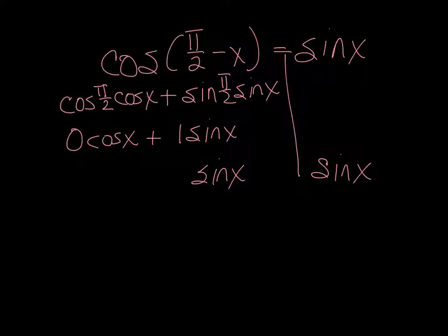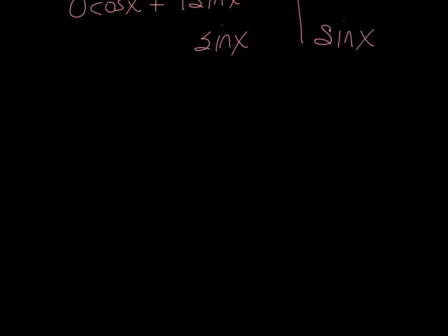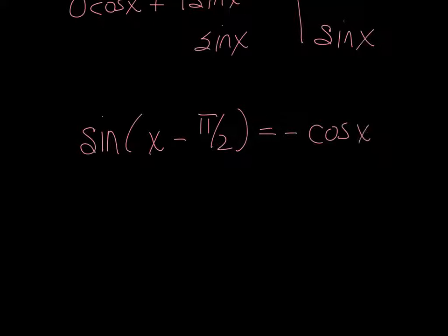And that's a way that we can prove that identity. We could do the same thing. Let's say that we had the sine of x minus pi over 2 equals a negative cosine of x. And I want to prove, using the sum and difference formulas, that this identity is true. Notice it's x minus pi over 2, not pi over 2 minus x. That's why it's the opposite.